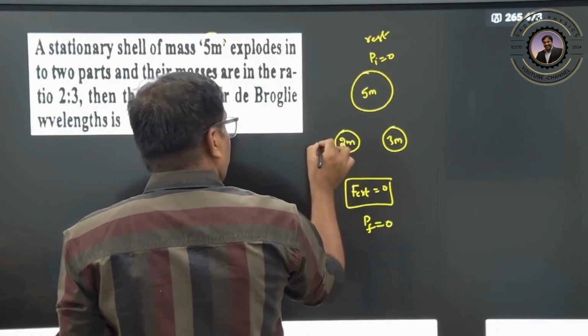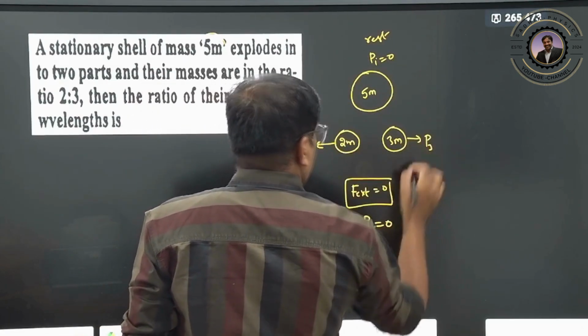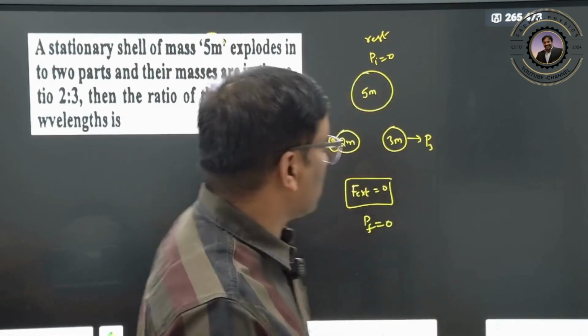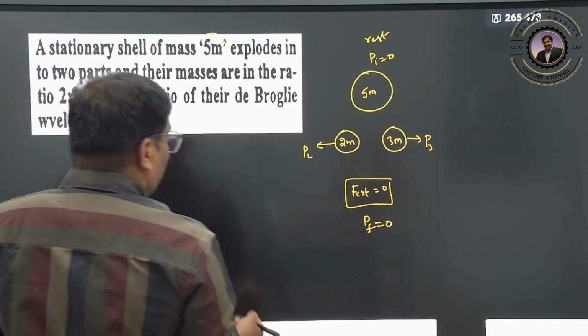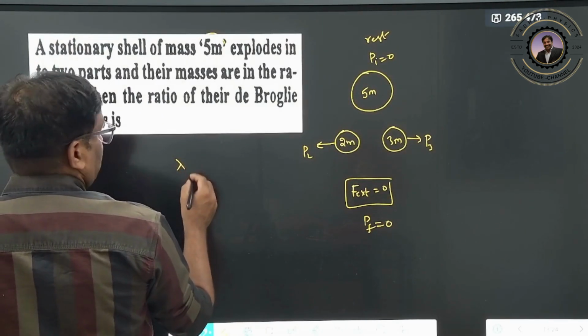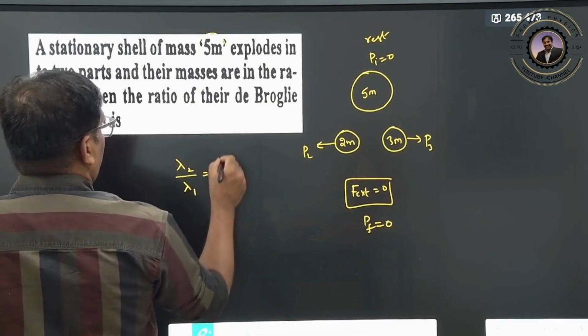That means the momentum of these two particles should be the same. Therefore, if the momentum is the same, the de Broglie wavelength will also be the same. The de Broglie wavelength of the second one by the first one will be equal to 1.